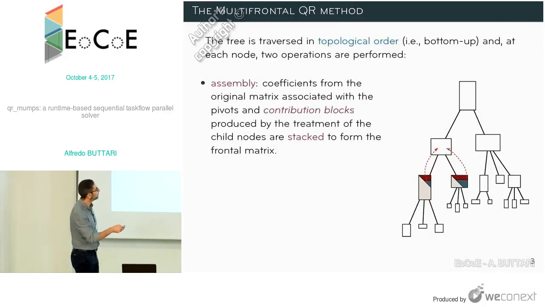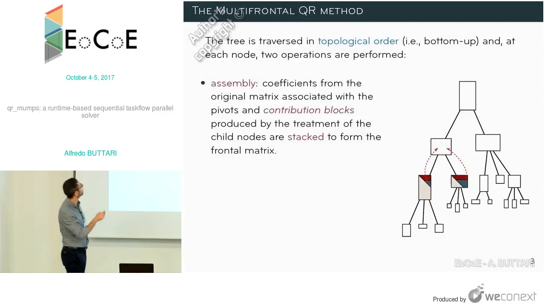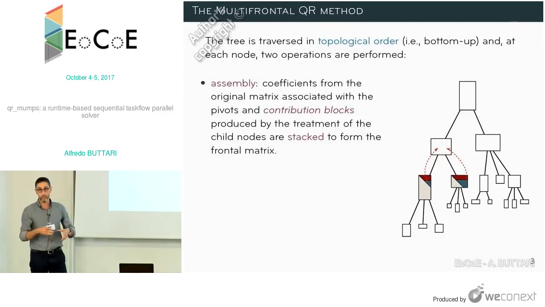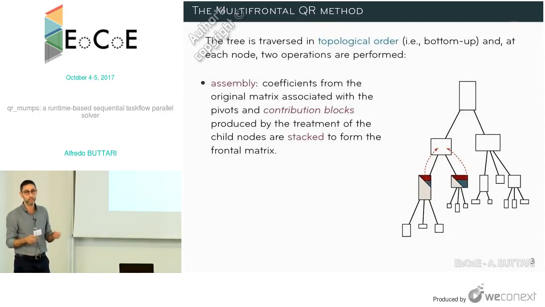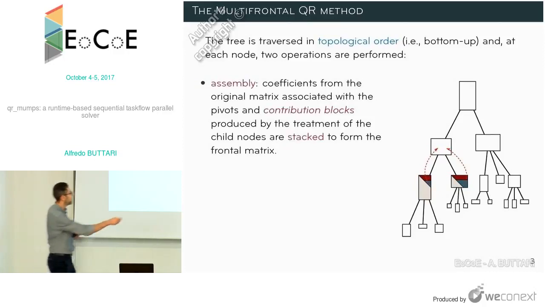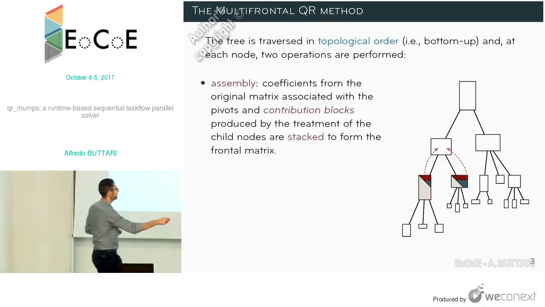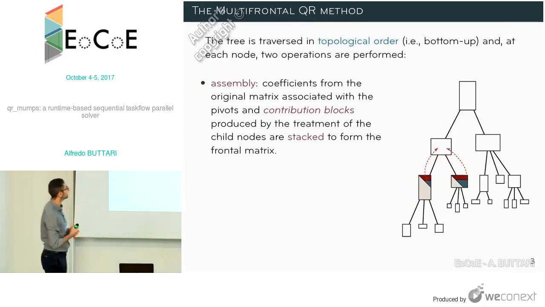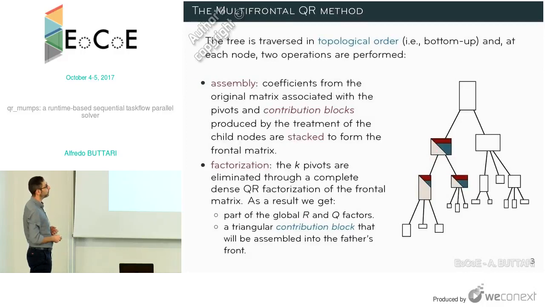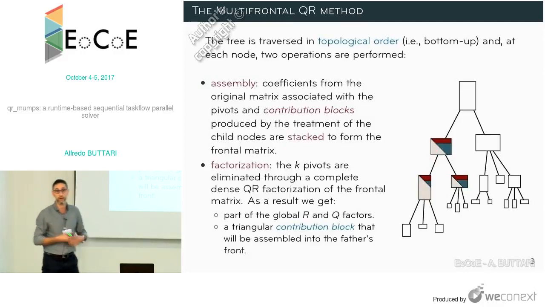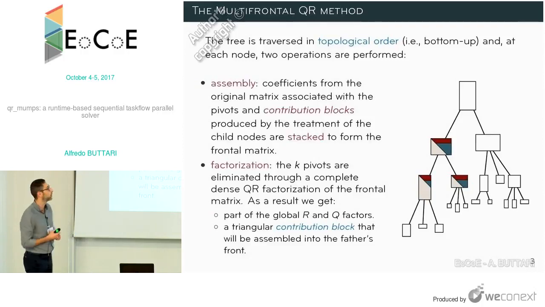When a node is visited, we do basically two operations. One which we call the assembly operation, where we allocate this frontal matrix and we fill it up with coefficients coming from child nodes. So we take coefficients here and we assemble them into the parent. Then once the node has been assembled, we factorize it using a dense QR factorization, like, for example, what you can find in LAPACK.